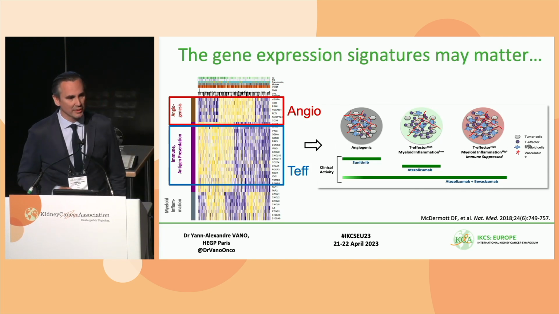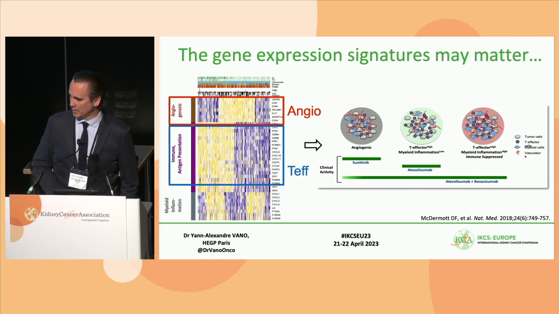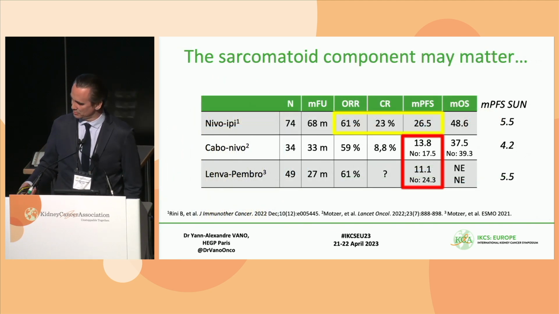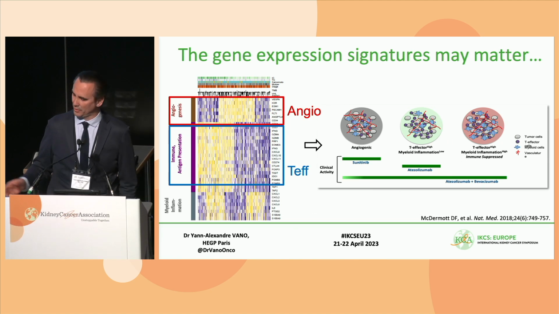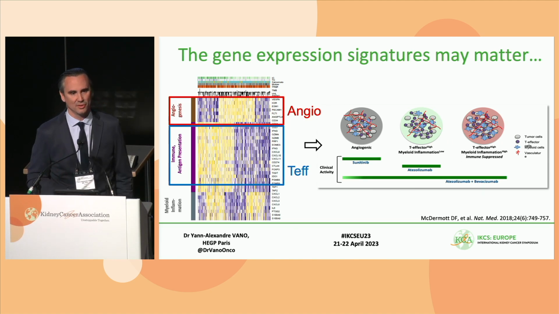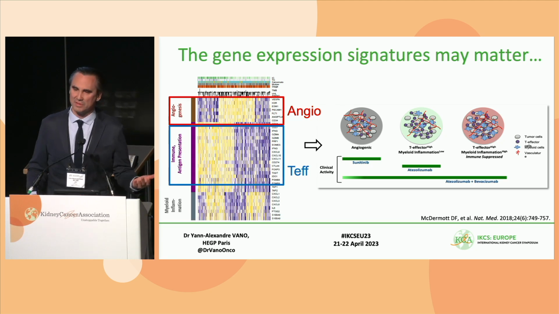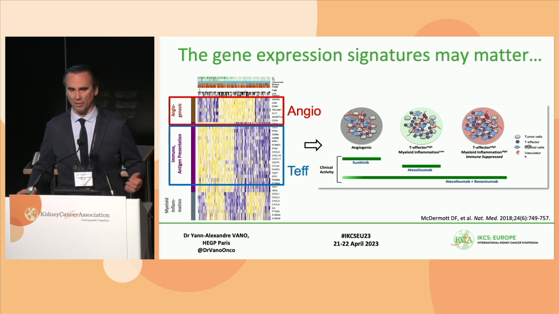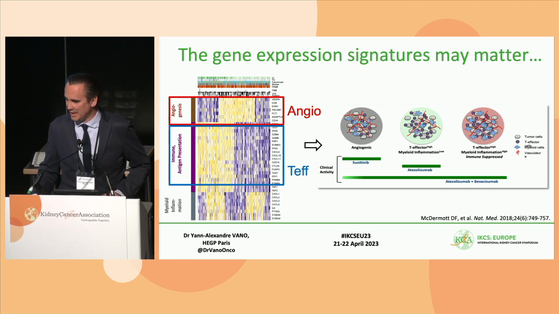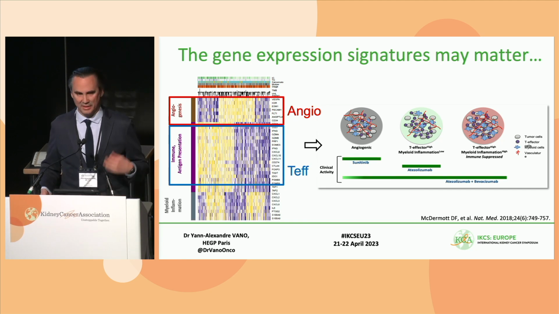We talked this morning about gene expression signature, and we have to congratulate the big efforts that has been done on the Immotion trial, where David McDermott described the angiogenic and anti-effector gene expression signature. And of course, these gene expression signatures have not been validated on Checkmate 214, but it seems to be still very interesting to integrate it into biomarkers.